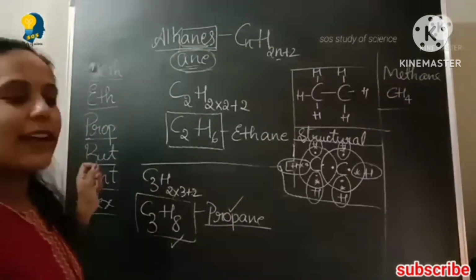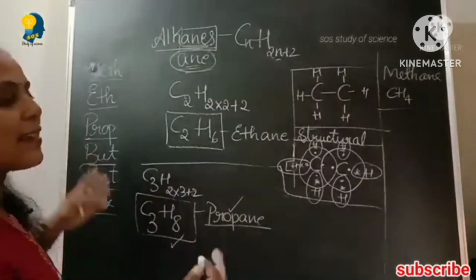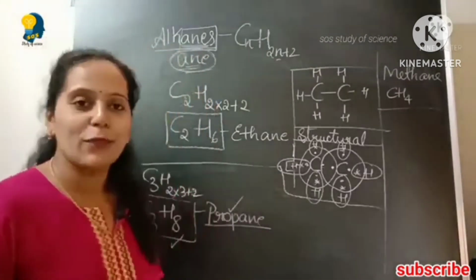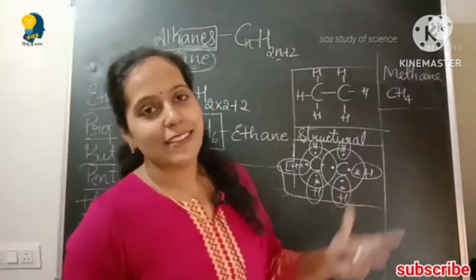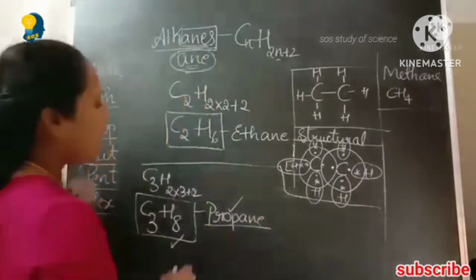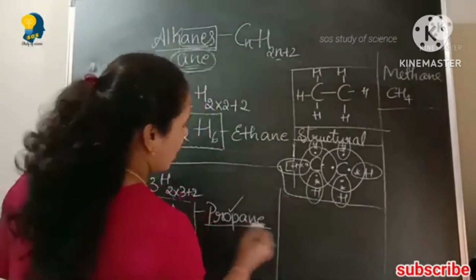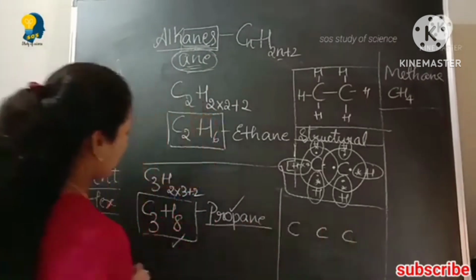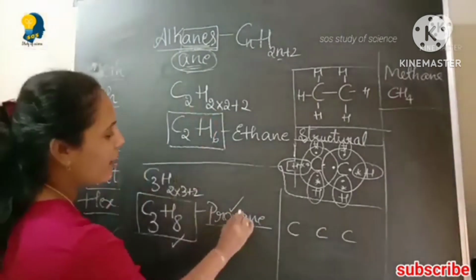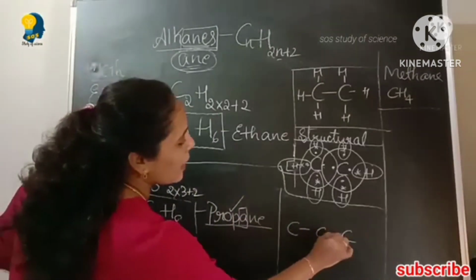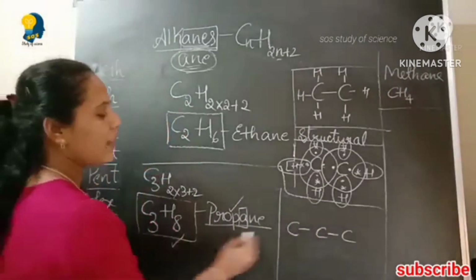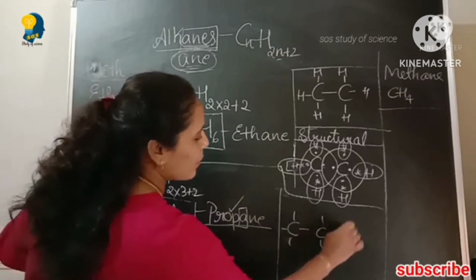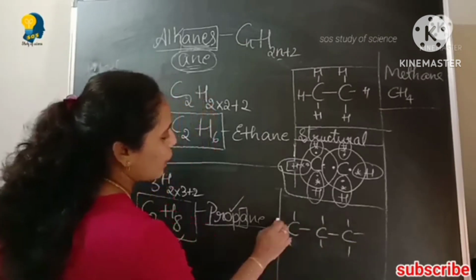And now it's time to write the electron dot structural formula and the structural formula. So guys, you try writing the electron dot structural formula for this. Let me write the structural formula. It's very easy. So now 3 carbons. Let me write 3 carbon. And as it is ane, there should be a single bond between carbon and carbon atom. Correct? And the remaining bonds of the carbons are surrounded by hydrogen.